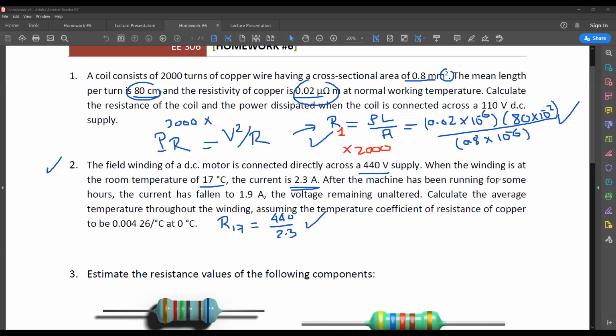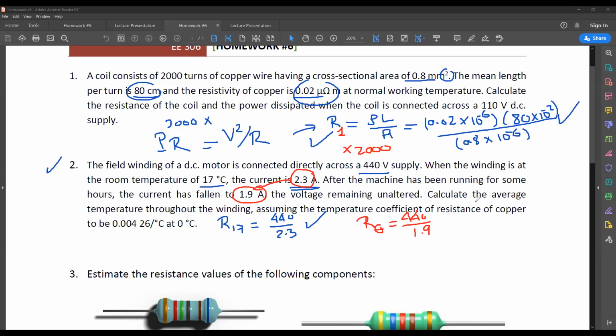After the machine has been running for some hours, just like any other motor, when you touch it you find that it's hotter now. It's getting warm. This is because of the heat dissipation in the resistance of the windings. So the current changed from 2.3 amperes to 1.9 amperes after a while. The voltage is exactly the same. So again, here you have R theta equal to 440 over 1.9. This is the new resistance at the higher temperature.